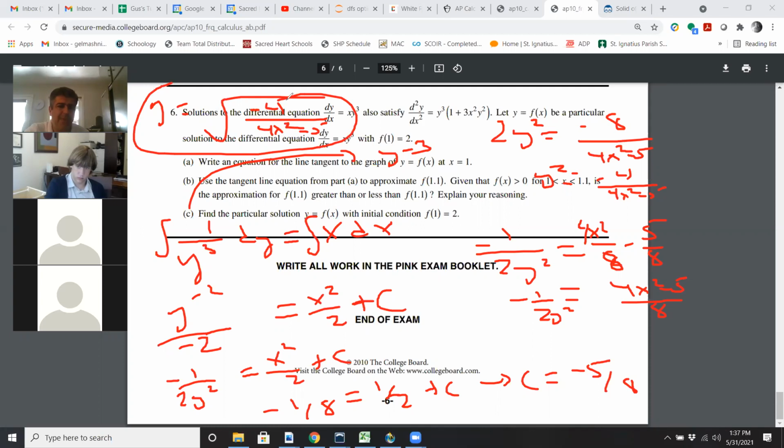I think it's only worth 1 point. I think if they give you a point for doing separation, a point for doing integrals, a point for using C, solving for C, and then using it.